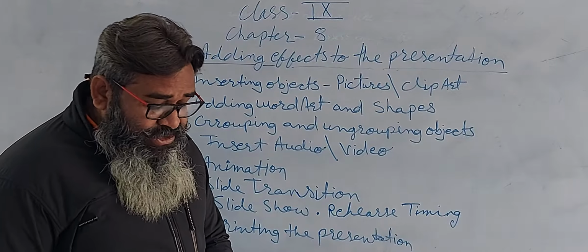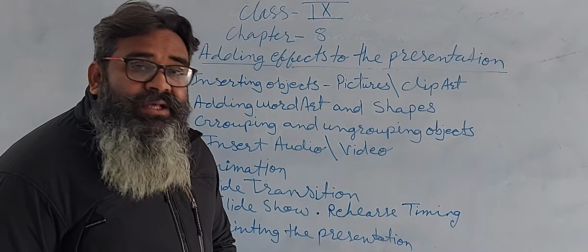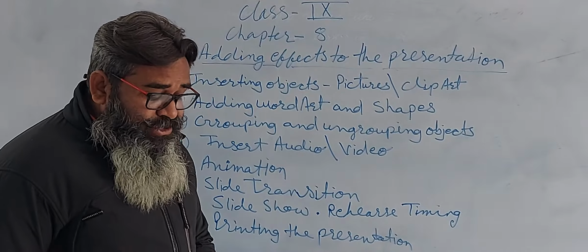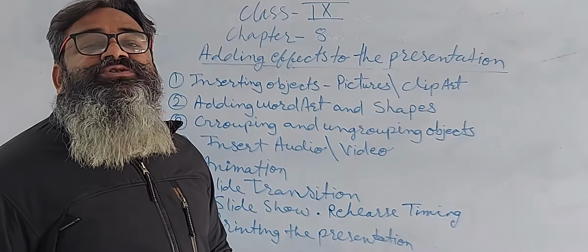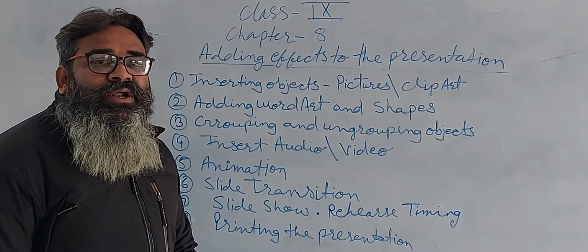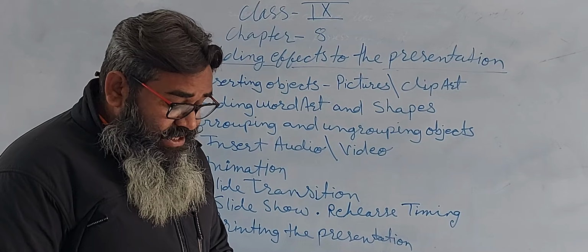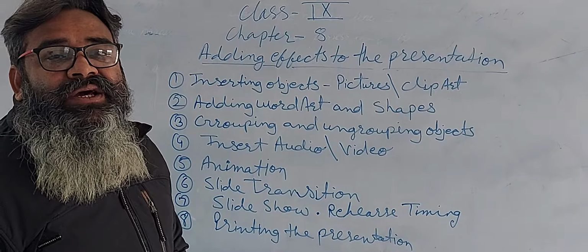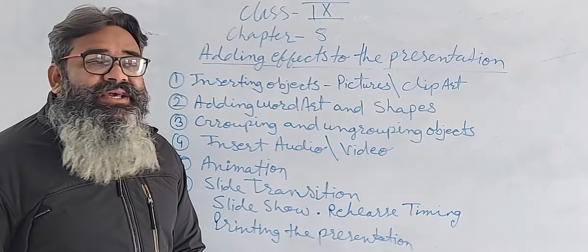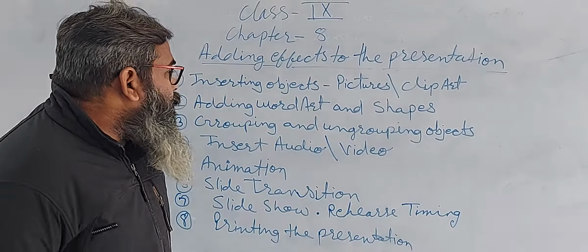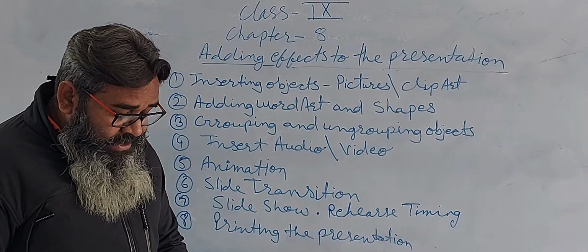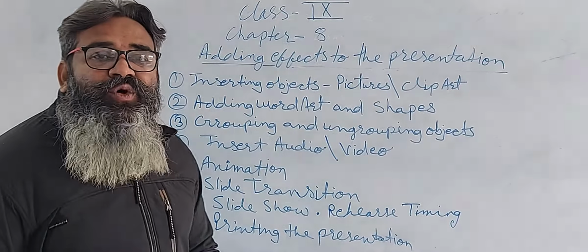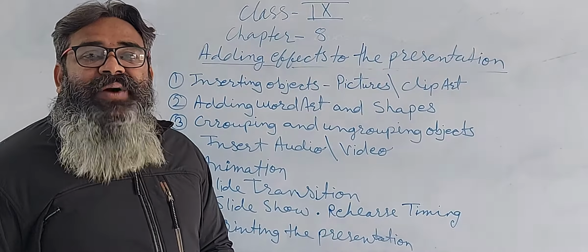Adding word art and shape. Just simply go to the Insert options, shapes, and choose the shape that we want. We can also increase or resize their sizes, as well as add a word art. Word art is also a facility where we can insert some word art from the word art gallery. Then there is one more option, adding smart art.